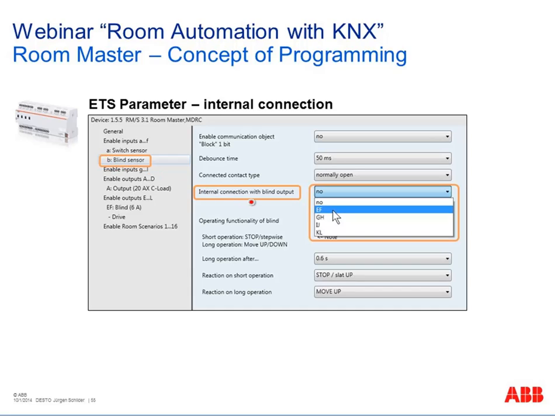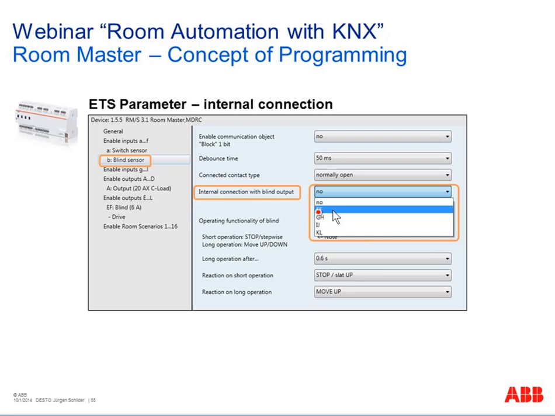Then I can set some parameters, and I have a new parameter which is called internal connection with blind output. When I say yes, then I can select which output I want to link with my input. So I can select, for example, E and F. It means when I close my input number B with my standard push button, my output E and F is closing and my shutter drives up and down, depending on my parameter settings, without creating group addresses. So we link an input to an output.